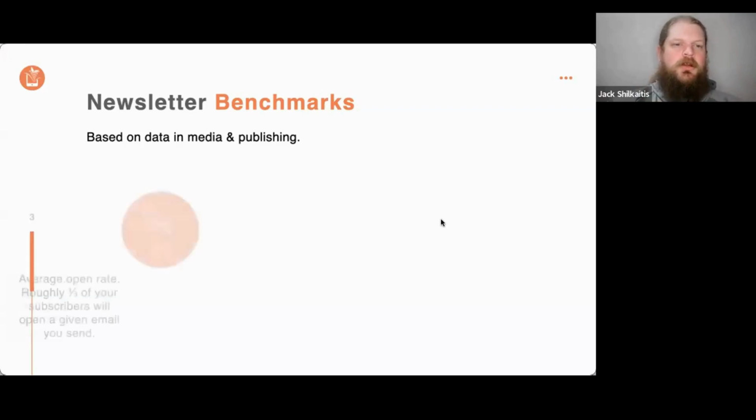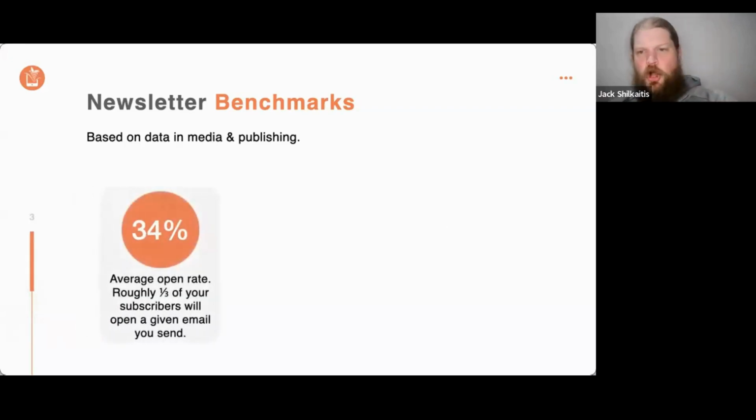So for starters, the average open rate is about 34%. I think it's just above 34%. What this means is that roughly a third of your subscribers are going to open a given email that you send. This doesn't mean it's always going to be that same third that's opening. But if you send 100 emails, about 34 should actually be opened.